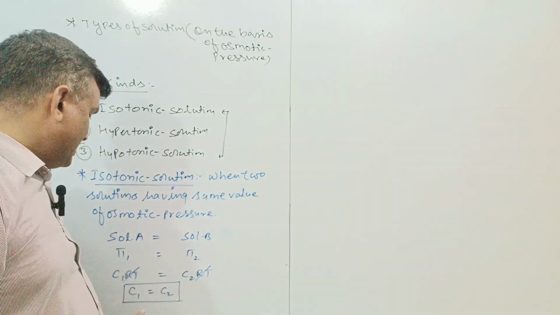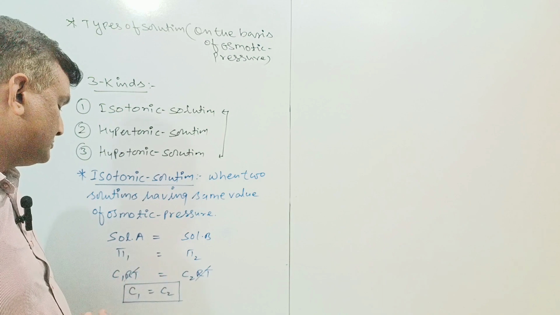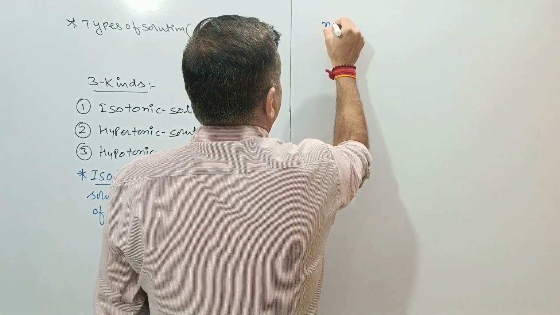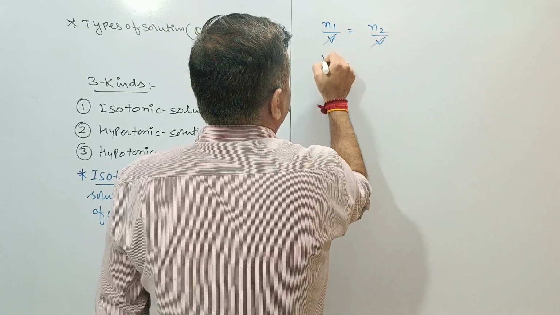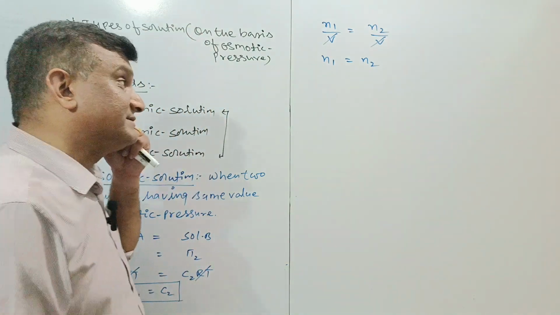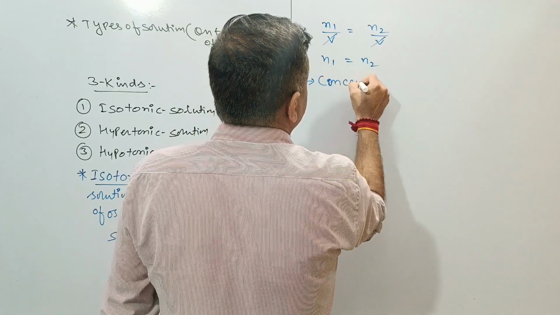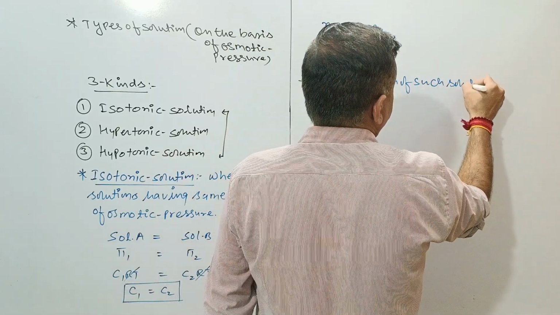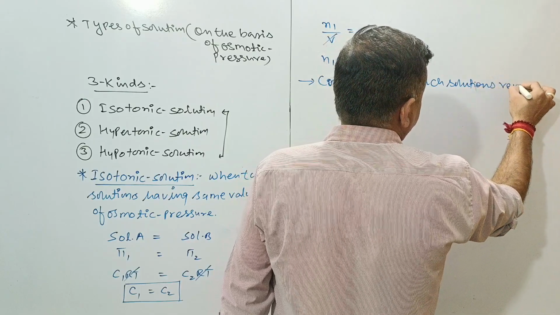It means isotonic solutions have the same value of concentration also. The number of moles will also be the same. C is equal to n upon V, so n1 upon V is equal to n2 upon V. V cancels, so the number of moles will also be the same. No change in the number of particles. So the concentration of such solutions remains the same.